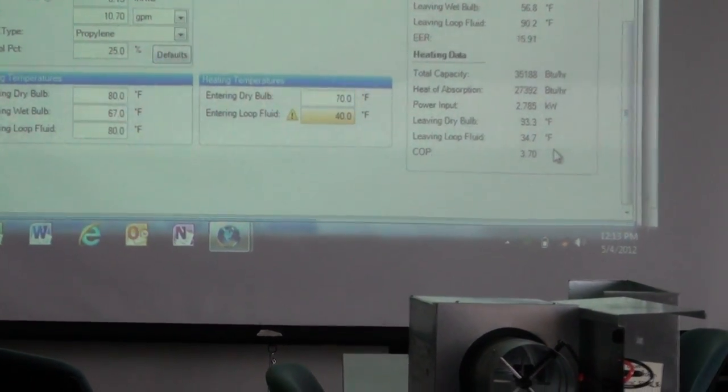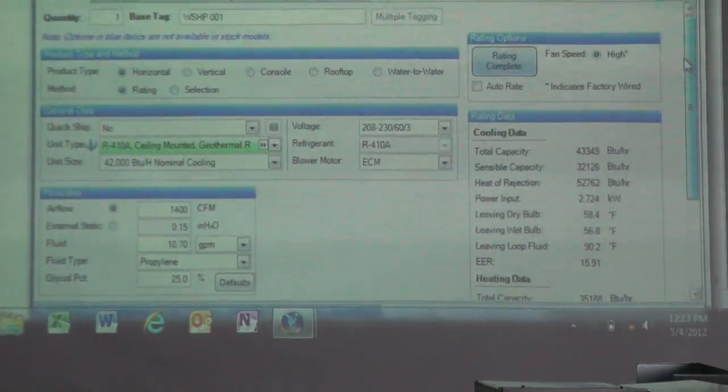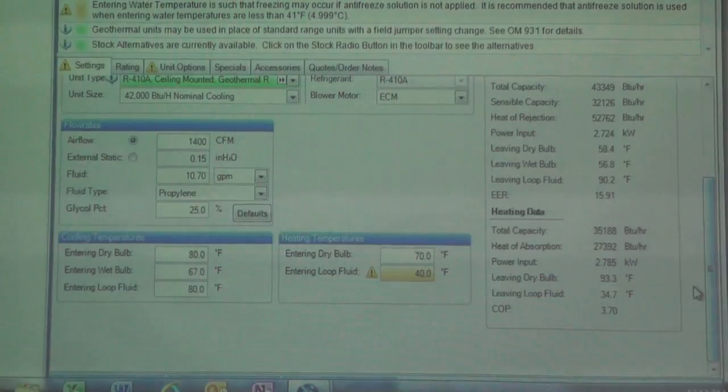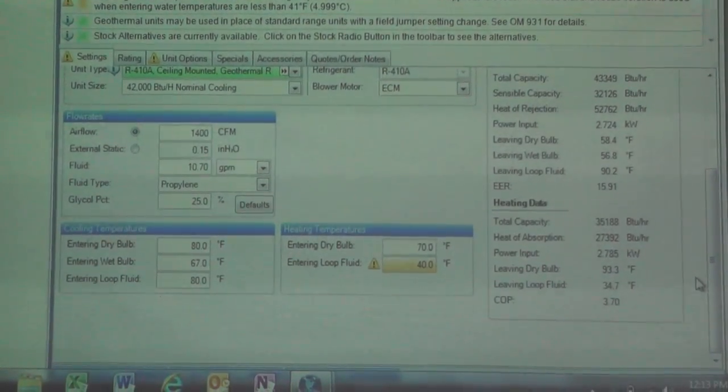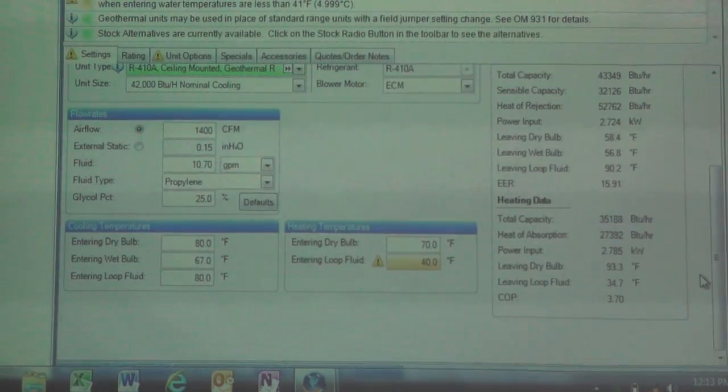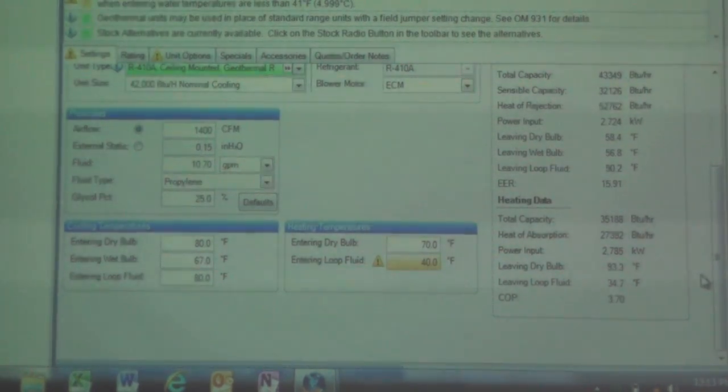So there's the conditions. I rated that. There's your unit. And that's with the 10.7 GPM and the 1400 CFM. You want to jot that down.